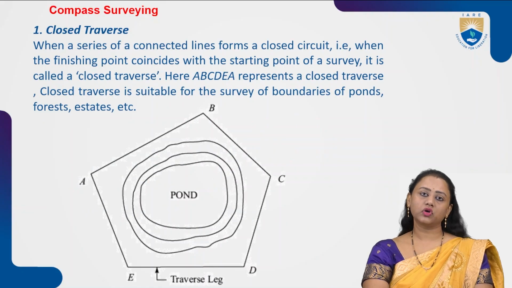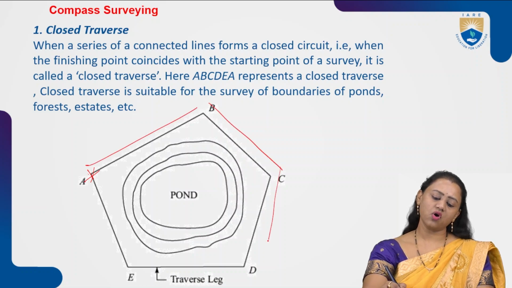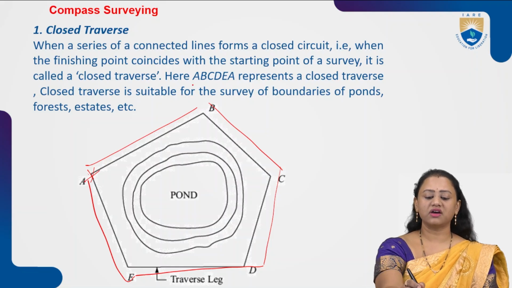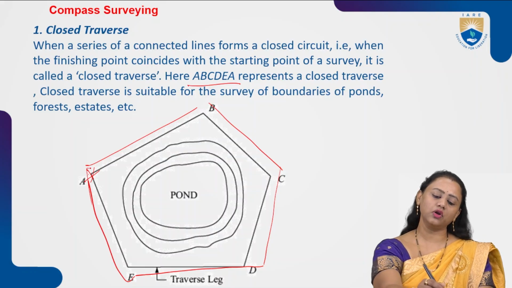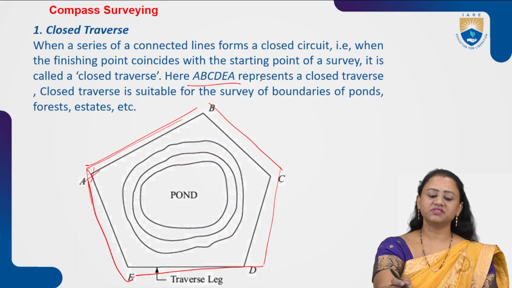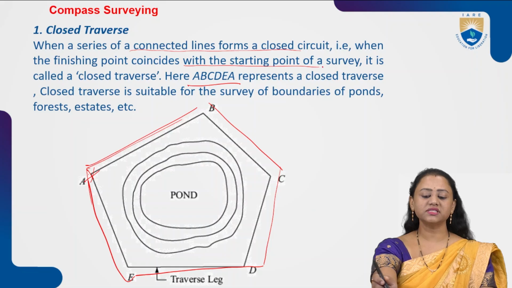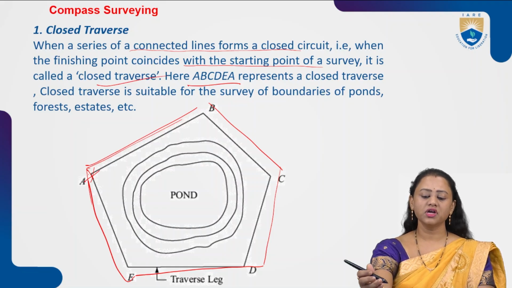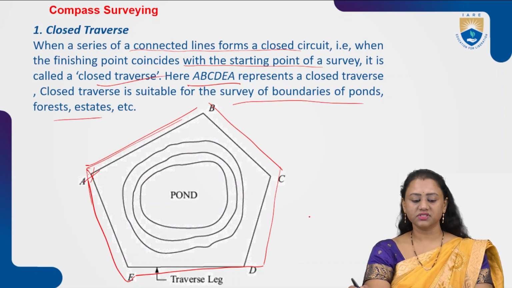This is an example of a closed traverse where we start the traverse at point A, and we are chaining and then coming back to point A, then it is known as the closed traverse. So it is represented as A, B, C, D, E and back to A. So the polygon is closed. Therefore, it's called a closed traverse. When a series of connected lines form a closed circuit, when the finishing point coincides with the starting point of a survey, it is called a closed traverse. It is used for the survey of boundaries of ponds, forests and estates.